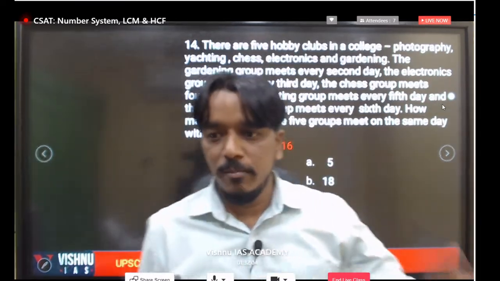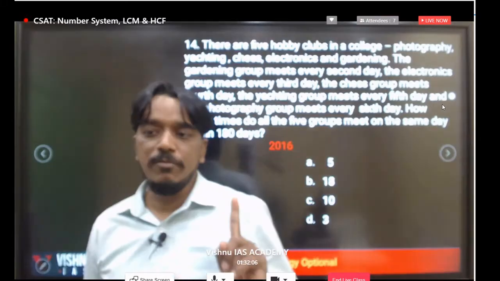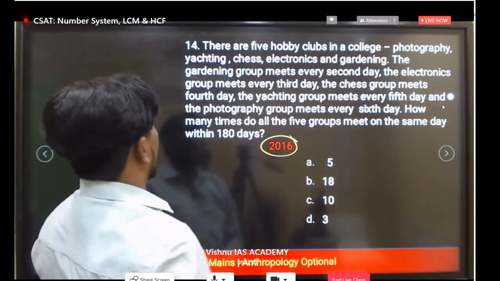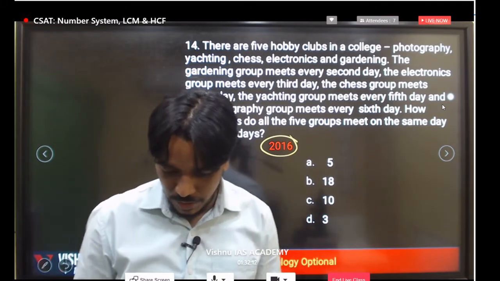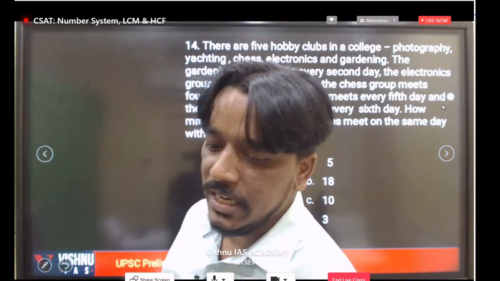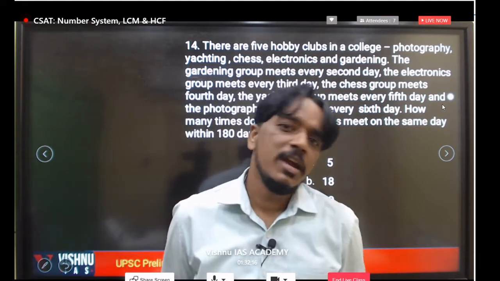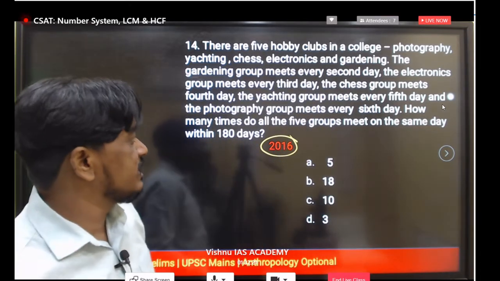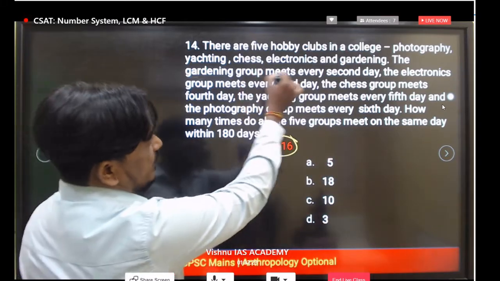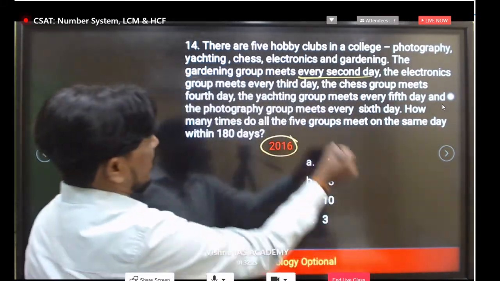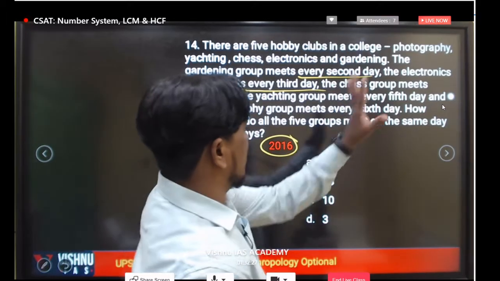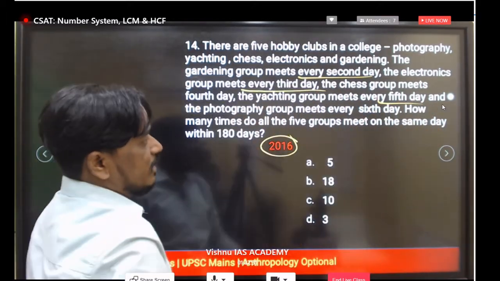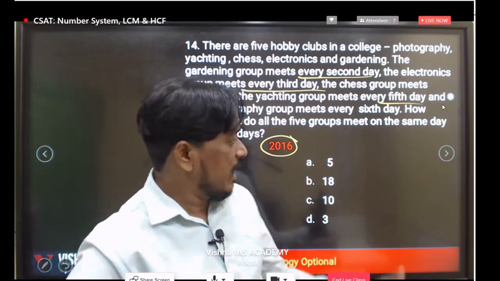One more question is there, but everyone should answer this question. This is an OMR question, guys. This is a 2016 previous year question. This is the last question of this particular concept: basic numbers, that is number system, and LCM and HCF. Apply the same LCM concept and try to find out: every second day they are meeting, and every third day they are meeting for one particular group. Another one is every fifth day. Like this, we have some numbers. Based on that, take an LCM and find out.